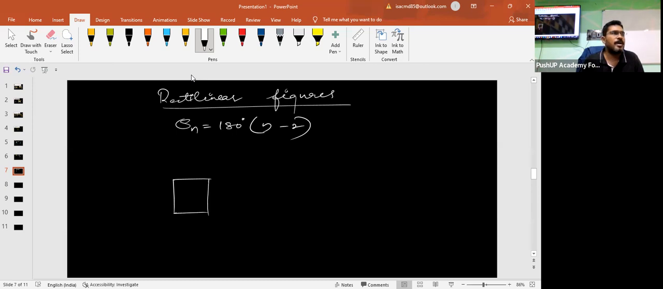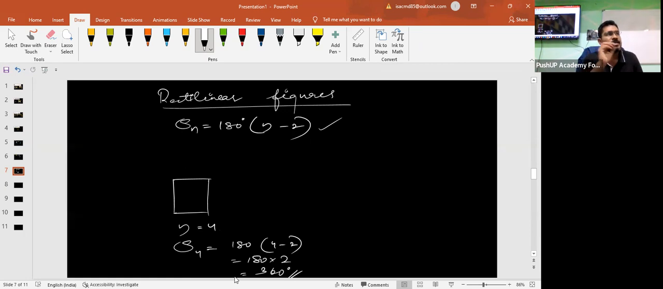Suppose I'm giving you a square. A square has got how many sides or how many angles? 4 angles, isn't it? So if I ask you to find the sum of all the 4 angles of a square, how will you find it? By using this formula, 180 into n minus 2. That means 180 into 4 minus 2, which is equal to 180 into 2, and that is equal to 360 degree, right? So this is a formula which we learned in class 9.